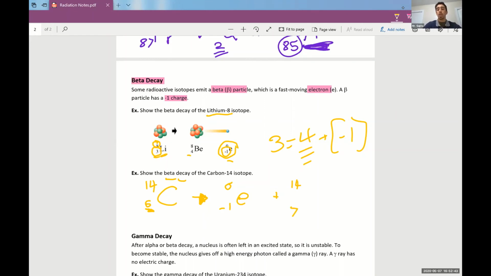And finally, you have to write the element name. The element name you can get by looking at the atomic number. In this case, it's 7. So nitrogen. That's beta decay.